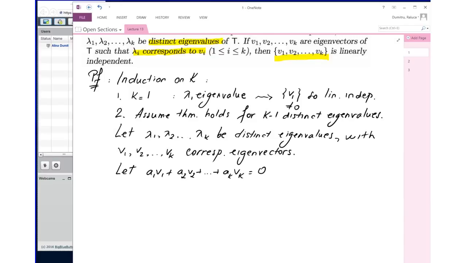Okay, so what we're going to do next is to apply the following transformation to both sides: T minus lambda k, the last eigenvalue, let's say, times identity, the identity operator from V to itself. Both sides, right? So what happens? Well, on the right-hand side, I just get 0, right? Any transformation applied to the 0 vector gives you 0. So now what is T minus lambda k identity applied to this first vector here, a1 v1?